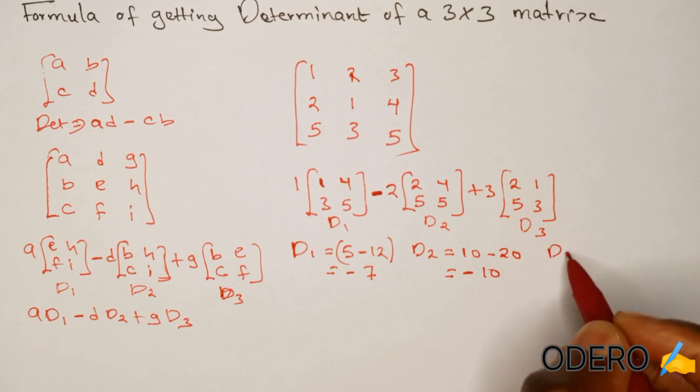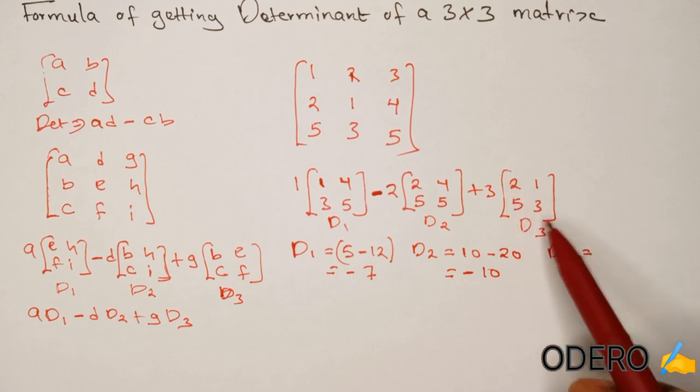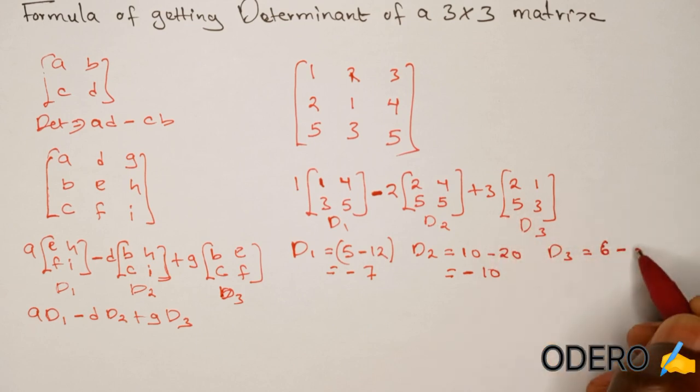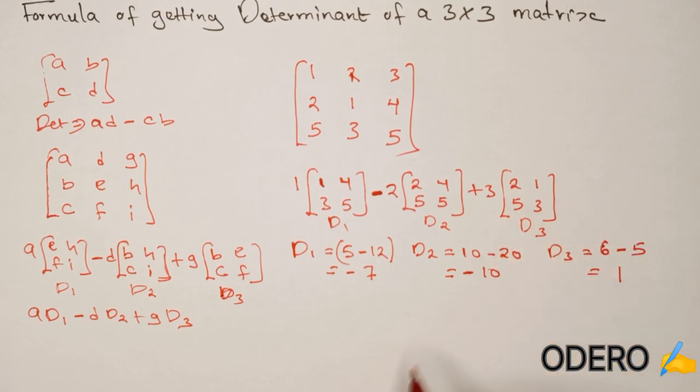Then we get D3. This one will be 2 times 3, that is 6, then minus 5 times 1, which is 5. So this one will give you 1. So we have our D1, D2, and D3.